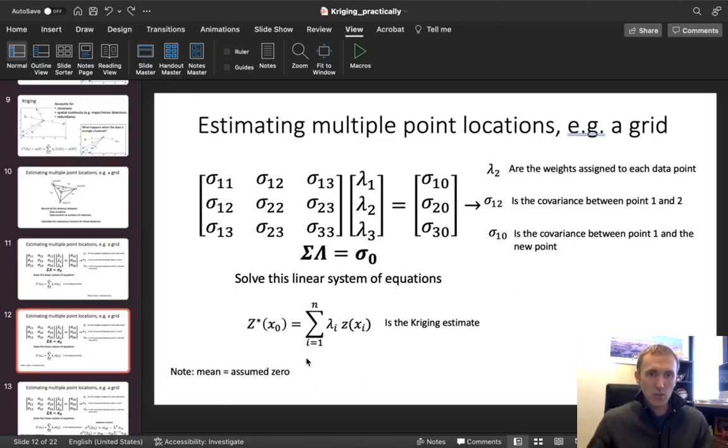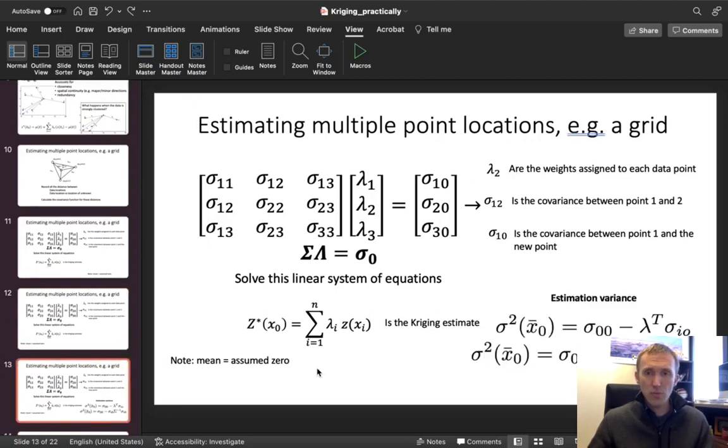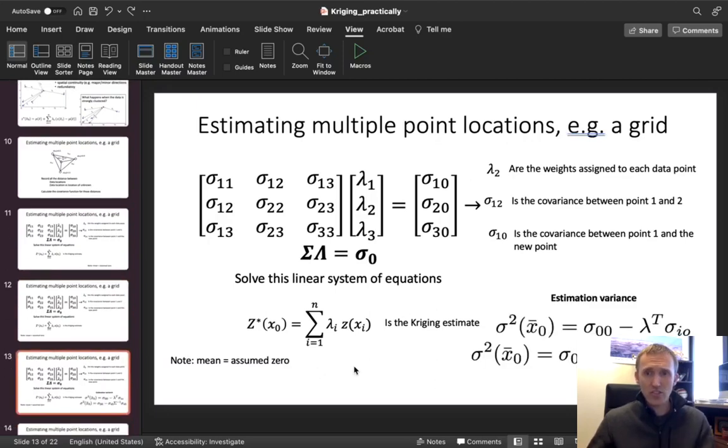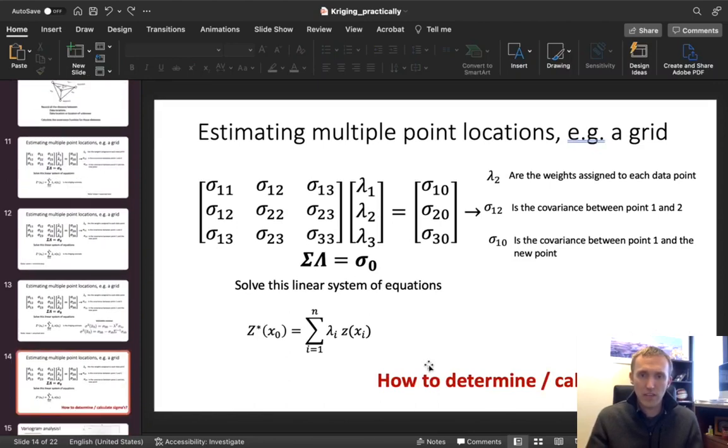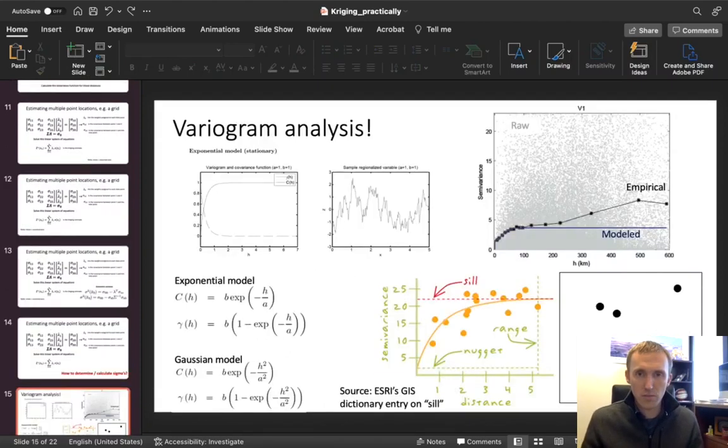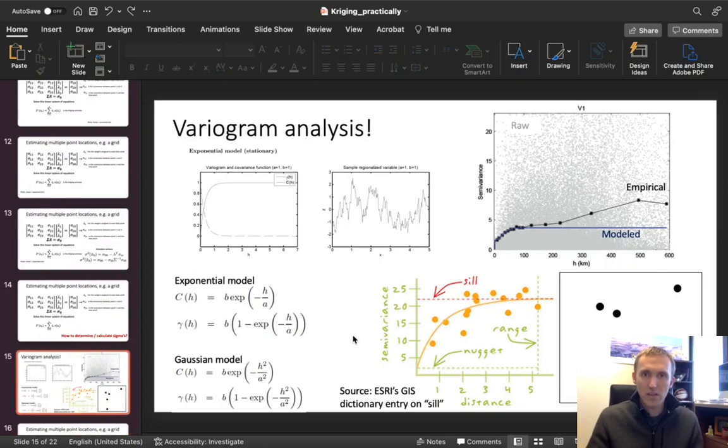Now, this is, of course, the simple Kriging equation, so we've assumed that the average is 0. We can also look at the uncertainty. I derive what the uncertainty is in a different video. I'm not going to go through that here, but this is our estimation variance for our simple Kriging system here. So let's see here how to calculate or determine the sigmas. I sort of already talked about that. That's our variogram analysis, but this is just to make it explicit here.